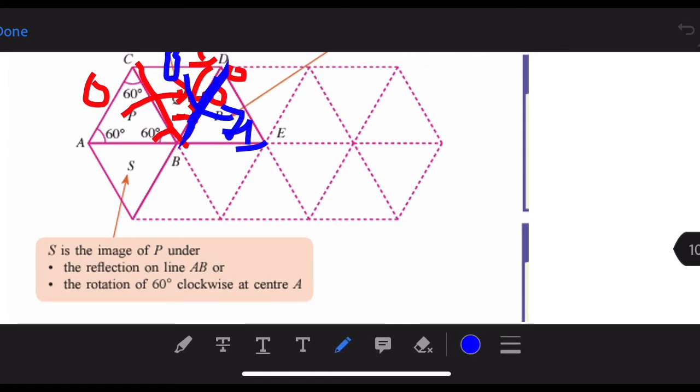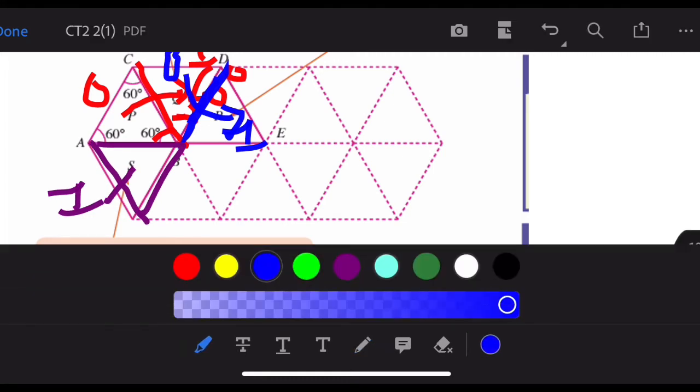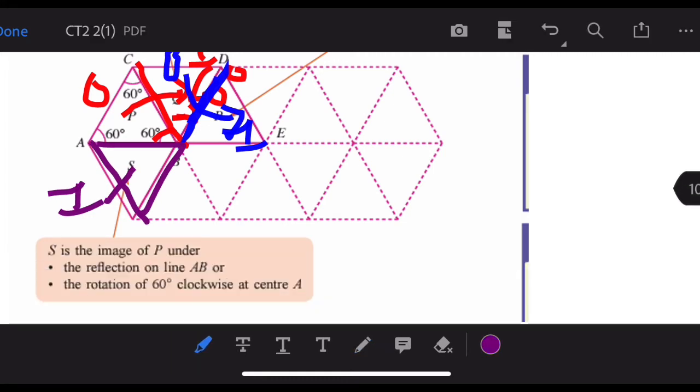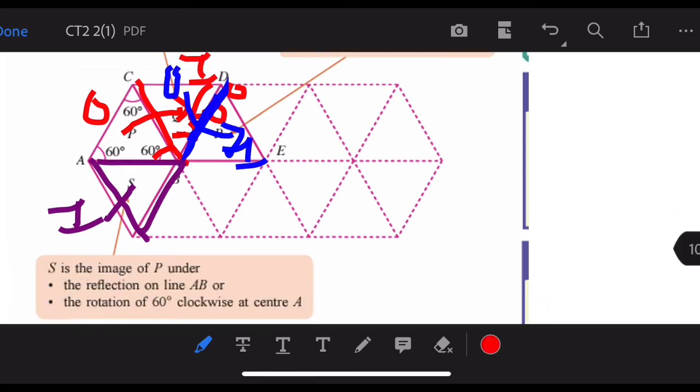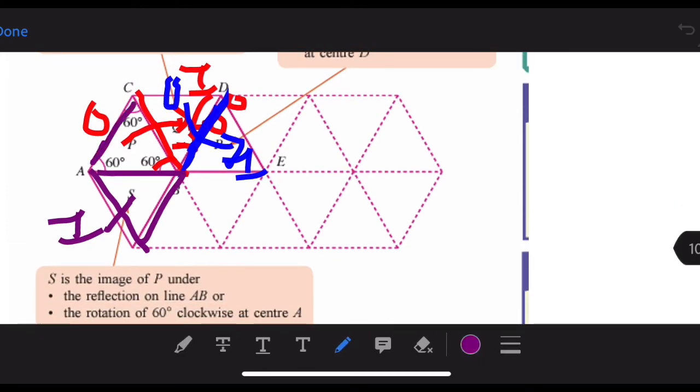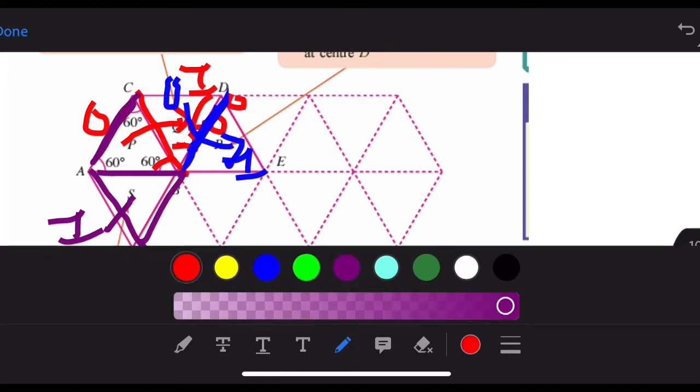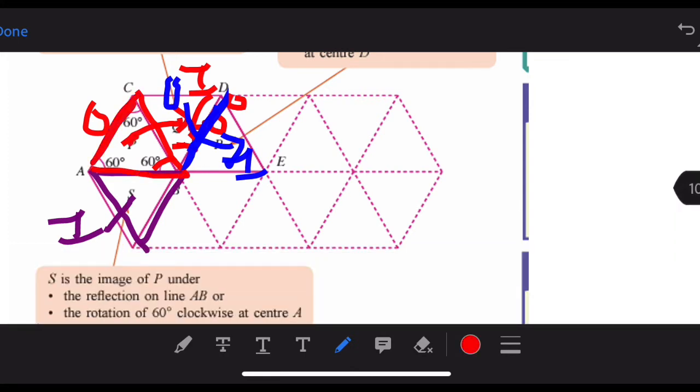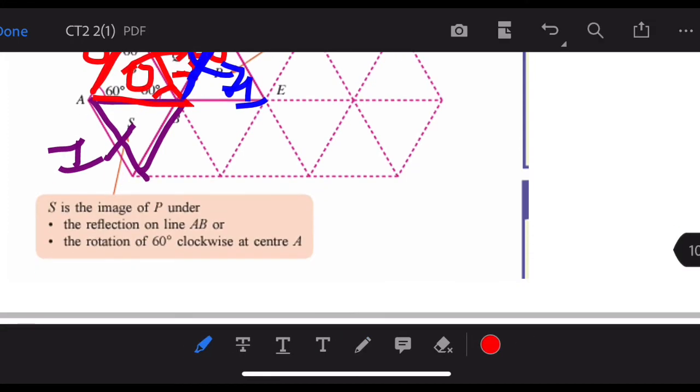Okay, so S is the image of P under a reflection. So that means if we do reflection, this one will be the image, the purple one. This one will be the image, and the object, I use the red color. This is the object. The red one is the object, and then the purple one is the image.